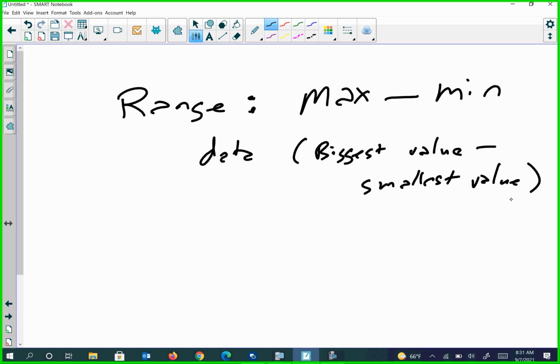So if we were to take just any math class, we're going to have somebody who has the top math score on the test or quiz and somebody who has the bottom math score. We can subtract the two from each other. The closer the range is, the more grouped together our information would be. The further apart our numbers are, the more spread out they could be.